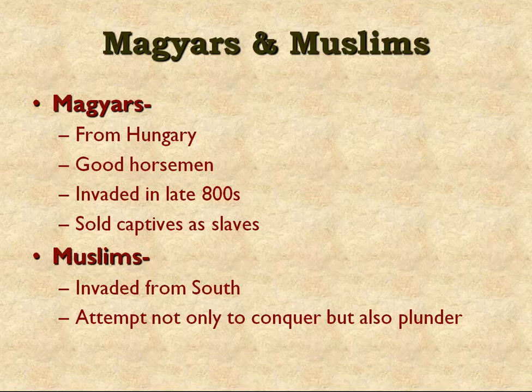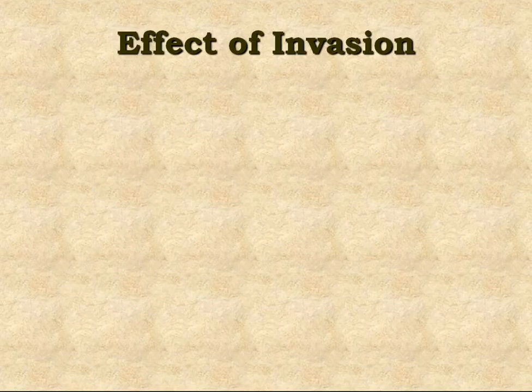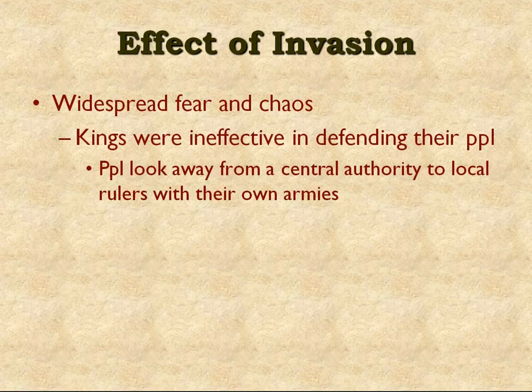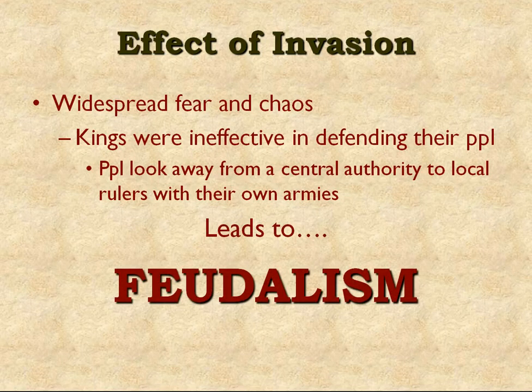So there's really these three groups that are basically causing widespread fear and chaos in Western Europe. And many of these early kings were just really ineffective at defending their people. They didn't have the armies that were necessary to defend against these Vikings and the Magyars and the Muslims. So rather than looking to the king, instead they look away from the central authority, away from the king, to local rulers who have sort of like their own henchmen, their own military to be able to protect them. And this leads essentially to what is known as feudalism.